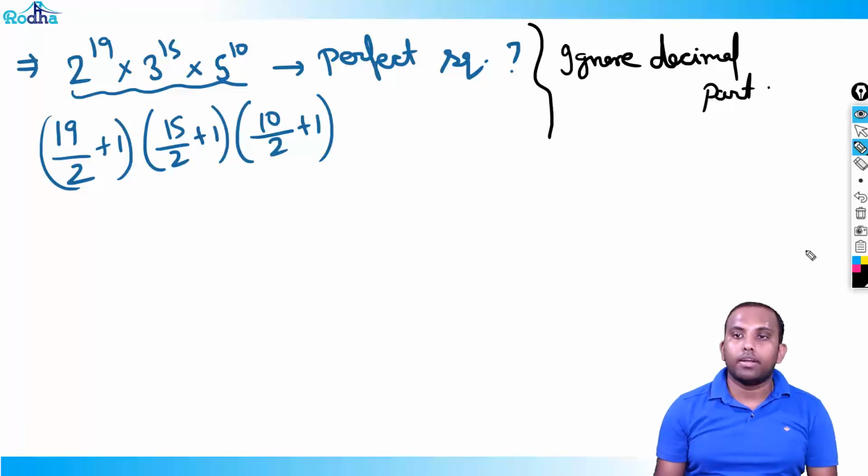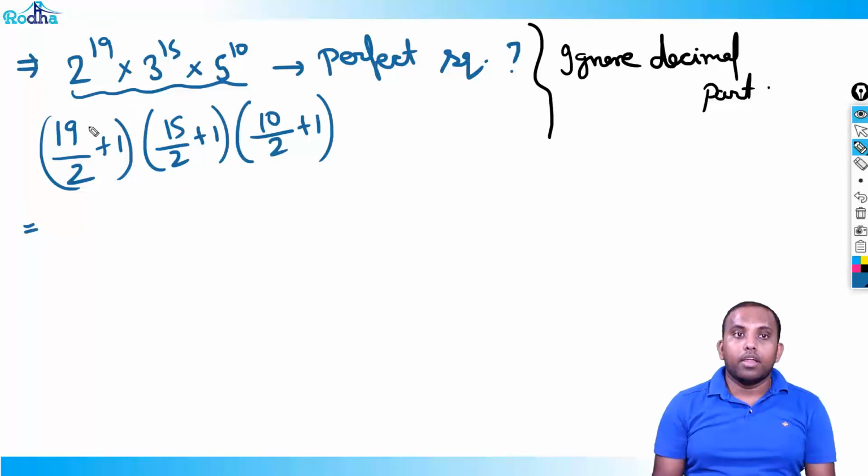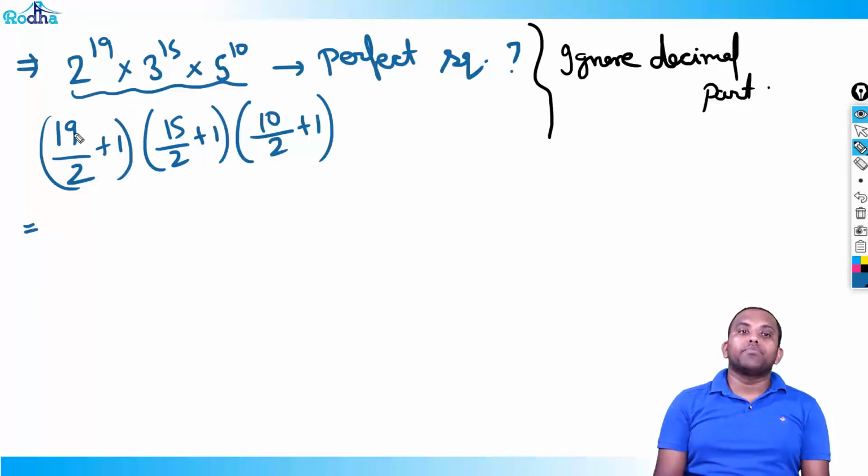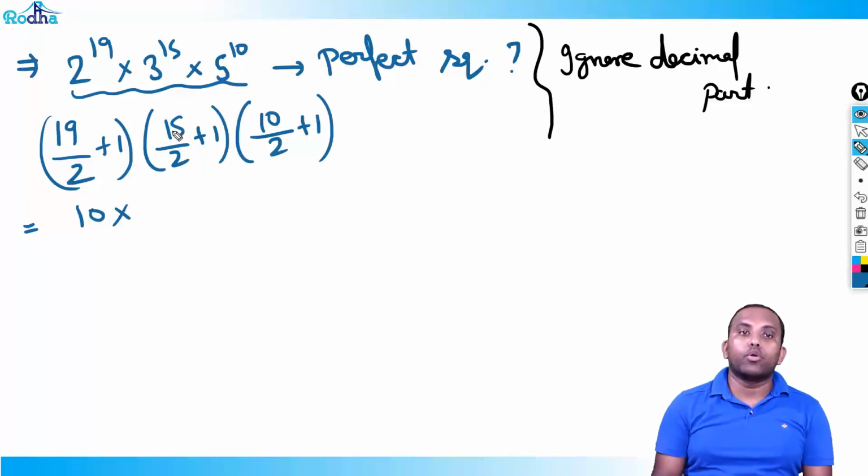Simply ignore the decimal part, right? So what do I mean here? 19 by 2 is what? 9.5. So 9.5, I'll take it as 9. 9 plus 1 is 10. 15 by 2 is what? 7.5. I'll take it as 7. Ignore the decimal part. 7 plus 1, 8.